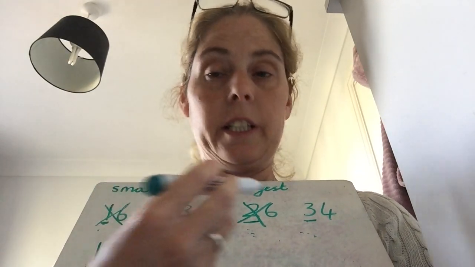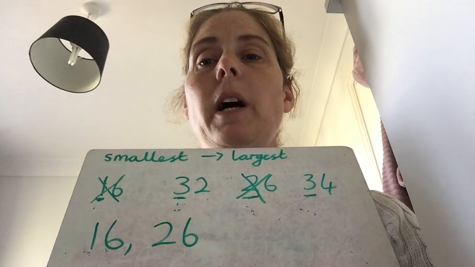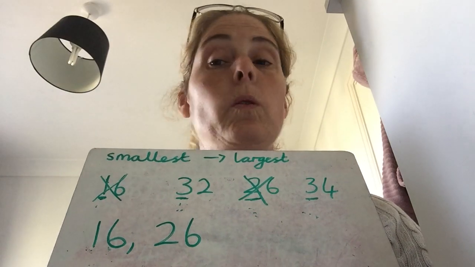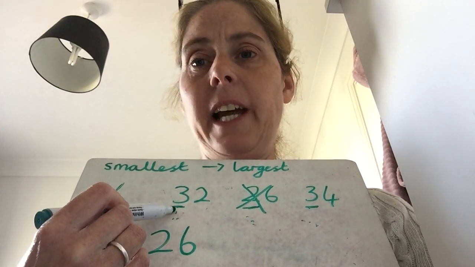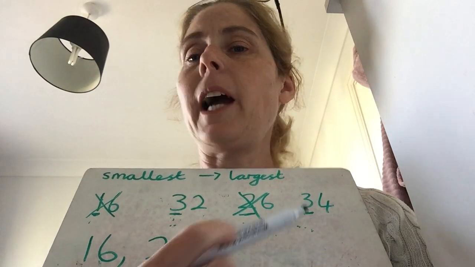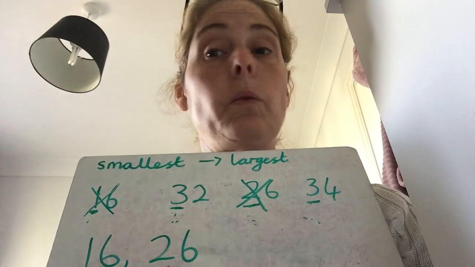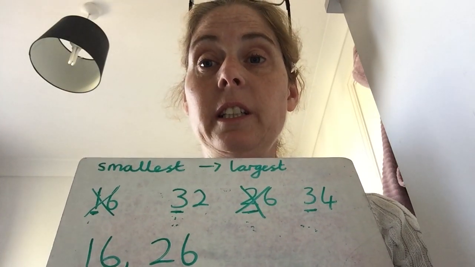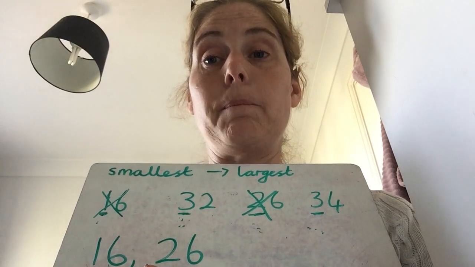I've got 32 and 34. Now this is where we need to look at the ones as well as the tens. We always look at the tens first, so we can look at them and say 3 tens, 3 tens. Oh, hang on. They've both got the same number of tens, so we don't know yet which one is the smallest and which is the largest. So then we need to move to looking at the ones numbers.